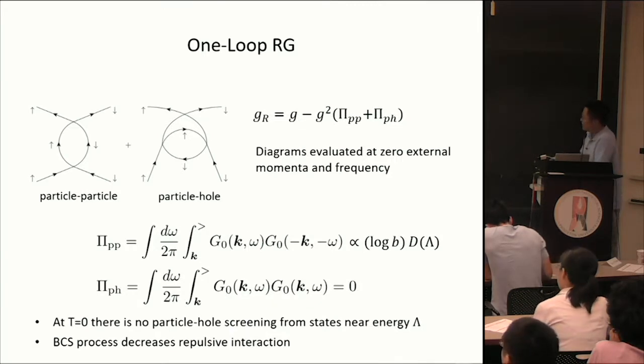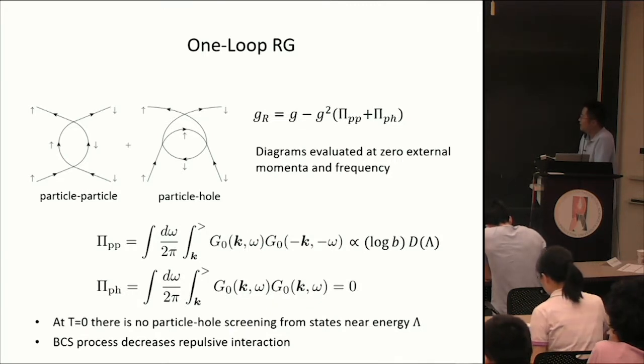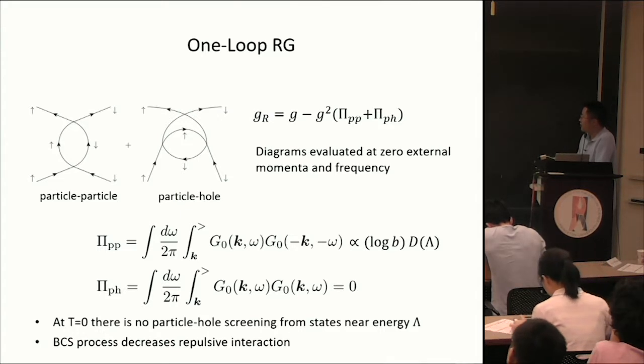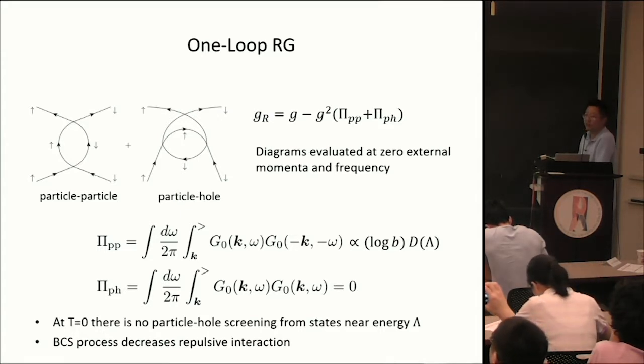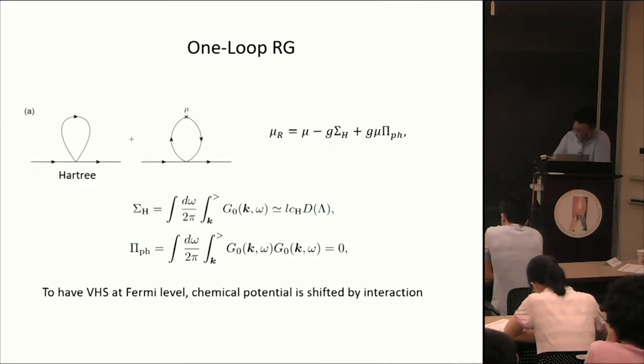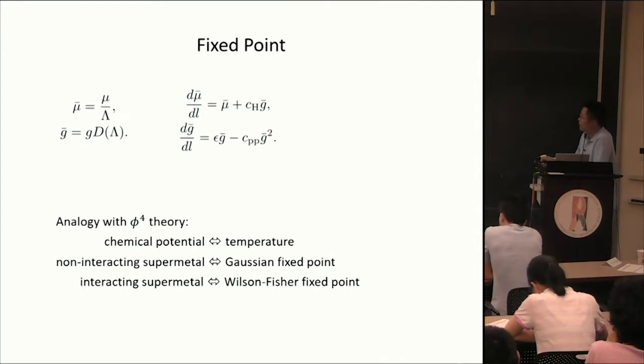So when we look at these two diagrams, it turns out that the particle hole diagram gives a zero contribution when the external momentum and frequency are set to be zero. And what this means is that at zero temperature, there's really no particle hole screening from states near the energy shell, lambda. Right? So on the other hand, the particle-particle process contribution is present, and it tends to decrease the repulsive interaction. So the upshot of this is that if you look at the RG flow of the coupling constant, at the tree level, it's relevant. But then at the one loop level, there's a G squared term with a negative coefficient.